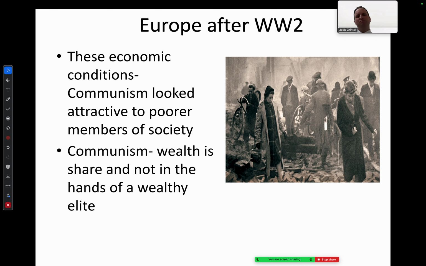It's important to understand the context of this. After World War II, Europe was in ruins, wasn't it? There'd been fighting, bombing, all sorts. And in that particular environment, communism can often look quite attractive. Wealth is shared amongst people in communism. If you look at when Russia had their communist revolution in 1917, that had been a period of economic crisis during World War One, with things like high inflation.